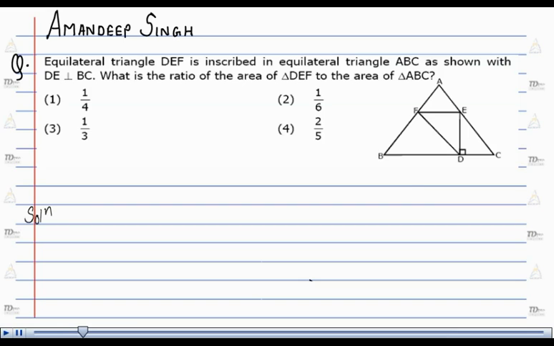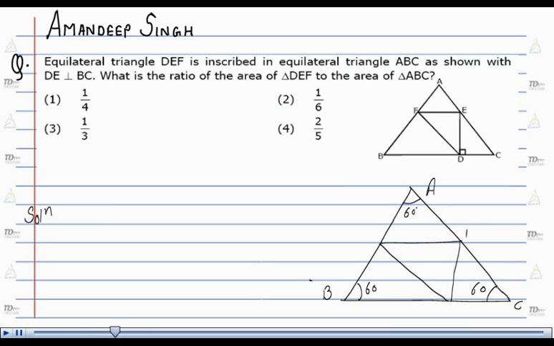Solution. We have the given figure equilateral triangle ABC. So we can say that these angles are of 60 degree. DEF is inscribed inside the triangle ABC and this triangle is also equilateral triangle. So these angles are also 60 degree each by the property of equilateral triangle, and DE is perpendicular to BC is given to us.